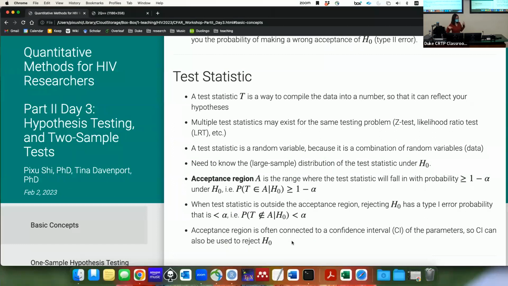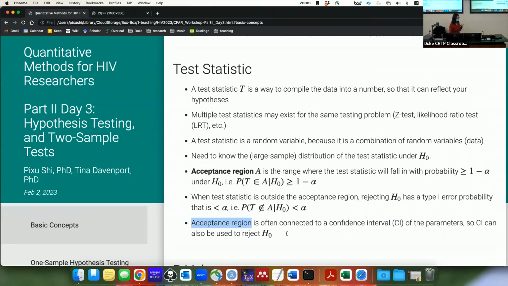But I want to tell you one thing that's different between the confidence interval and the acceptance region. A test acceptance region and rejection region are about the test statistic. The confidence interval is about the parameter. So you check if a parameter, your null hypothesis, is inside the confidence interval. You check if your test statistic is in the acceptance region or not. Those two are related, but they are two sides of the same story. Any questions?